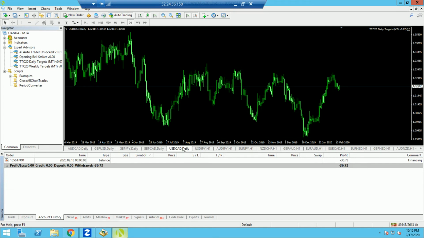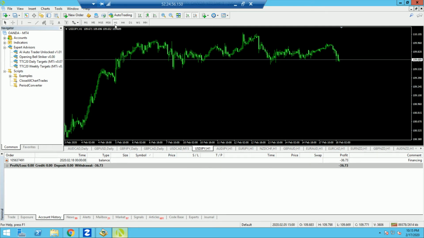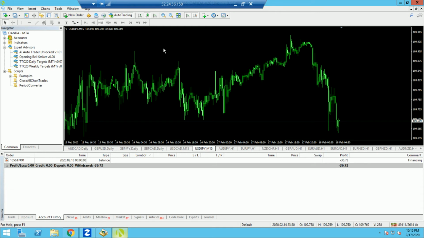There we go. Oh, by the way, I'm going to change this to a 15-minute time frame as well, because it works on a 15-minute time frame. So I'm going to change it there, and now I'm going to deploy this on the rest of my systems, exactly the same settings.